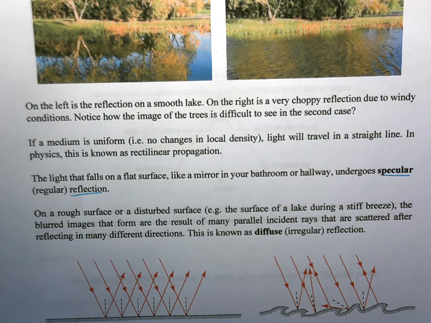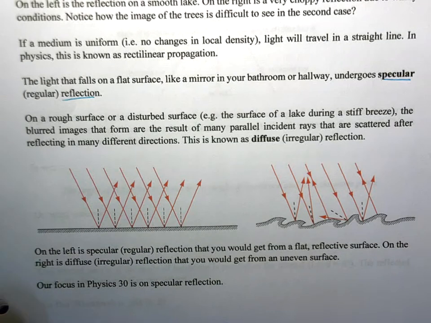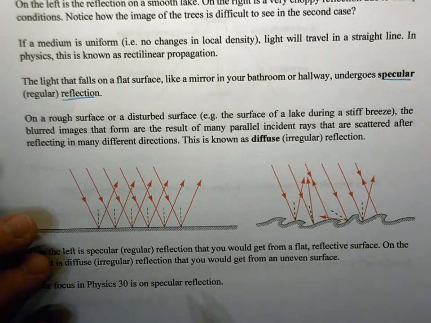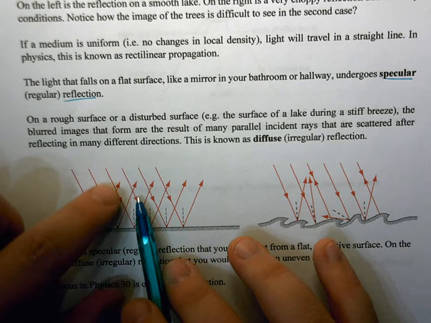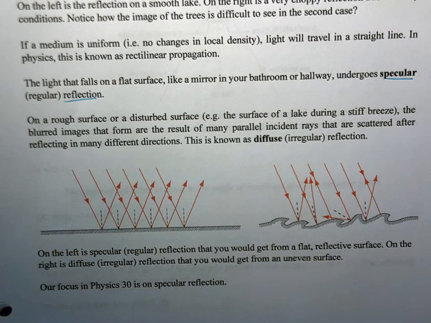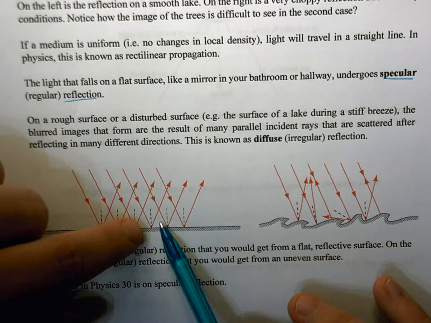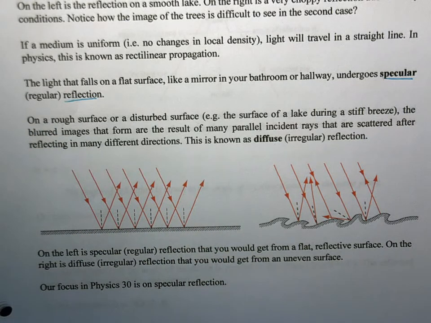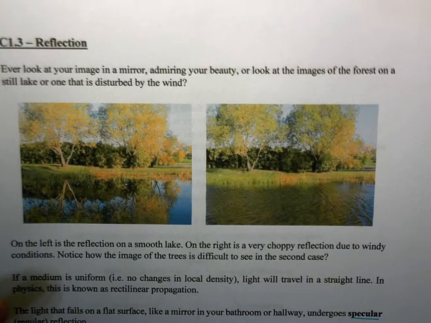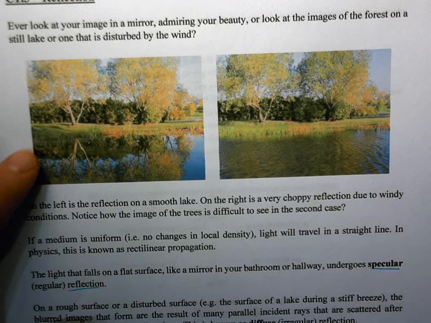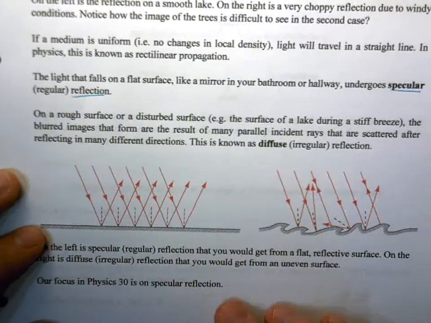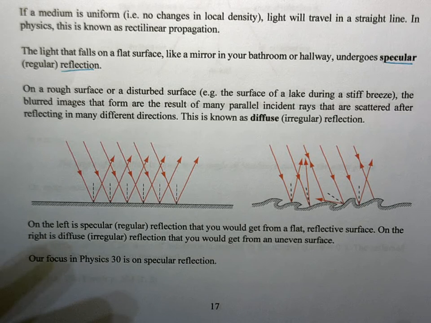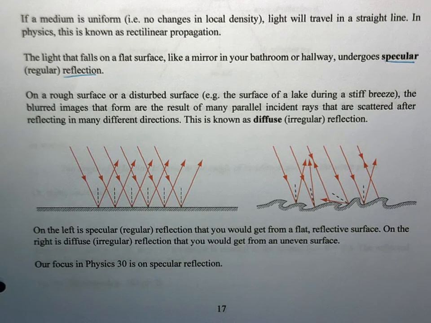For our purposes in Physics 30, reflection's good enough. And this is the gist of what's going on in specular reflection. You have all these light rays coming in parallel to one another, and then you have all of these outgoing light rays parallel to one another. This is what gives you an image like this. Everything is nice and clean and crisp. The image is really, really easy to see. It's nice and clear.